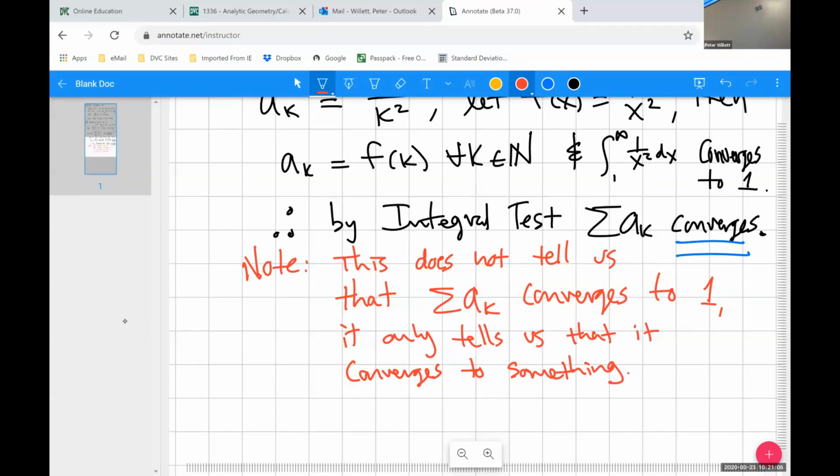So even though the improper integral, because we were able to evaluate it, we know converges to 1, that fact by the integral test tells us that the series converges, but not necessarily to 1. It converges. In fact, in this case, it does not converge to 1. It converges to something else. Questions, comments, discussions about that?